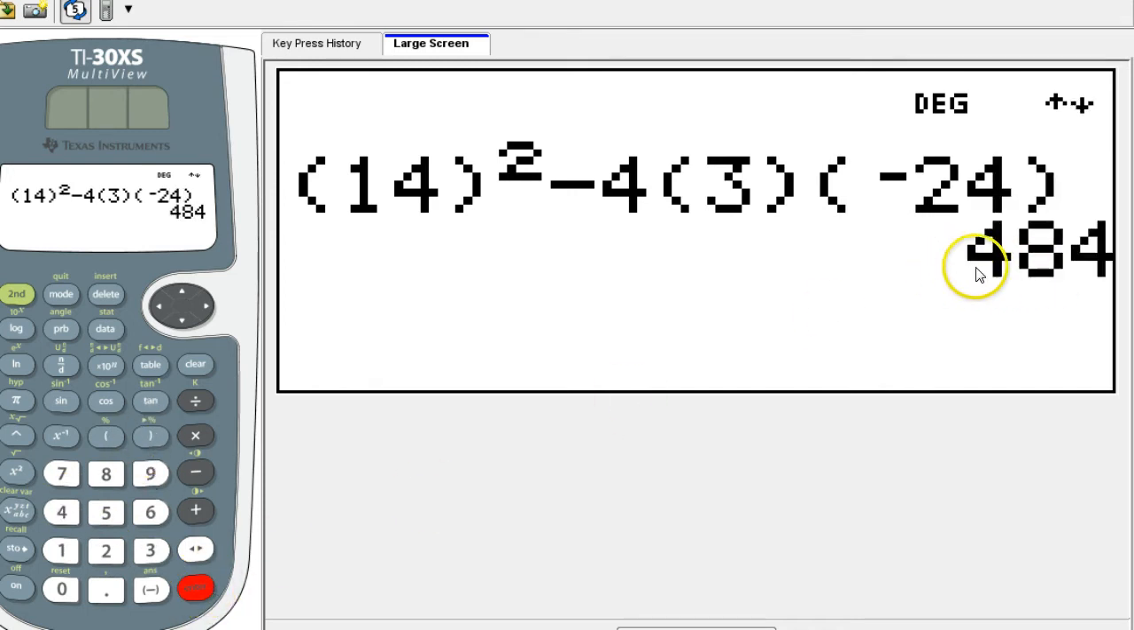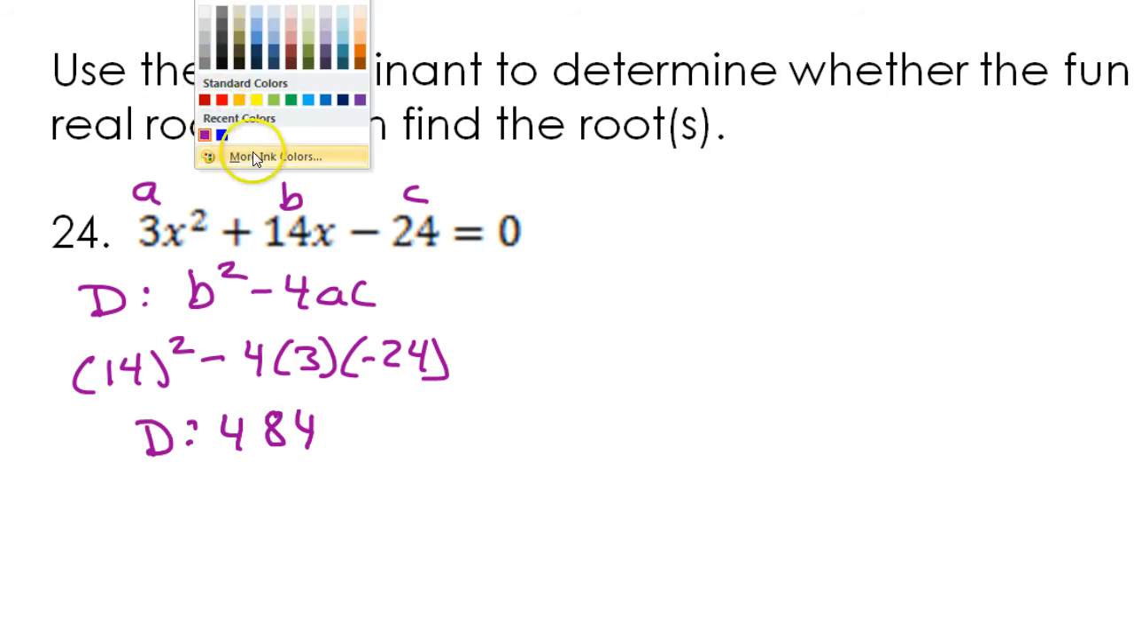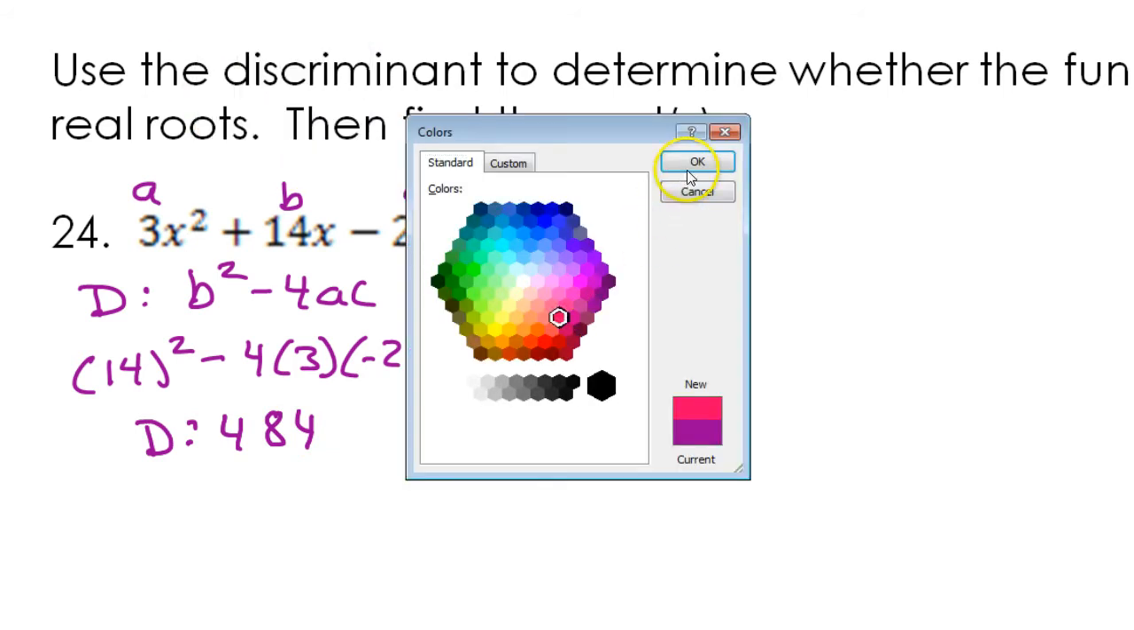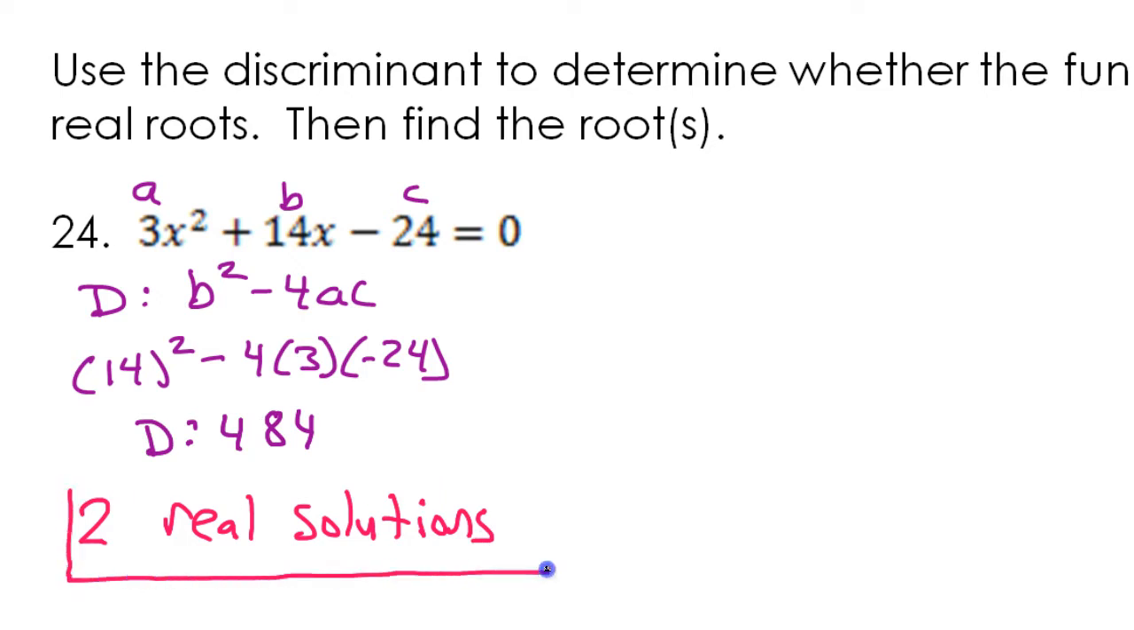Alright, so that's 484. Positive 484. Alright, so that's the discriminant. Since the discriminant is positive, that means there will be 2 real solutions. Okay, so that's one of the things we were supposed to determine.